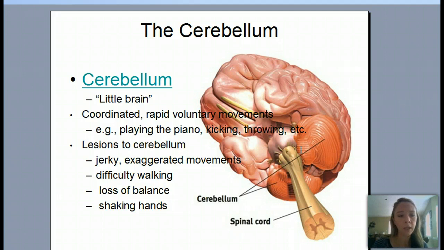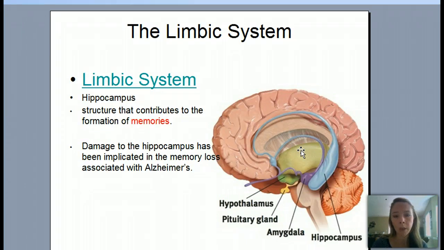The next part we're moving into is called the limbic system. The limbic system is made of a couple different structures, just like when we talked earlier about how the brainstem is made of those three structures. The limbic system is also made of these structures here. We'll talk about them in just a second, but it's made of the hippocampus. The hippocampus is the structure that contributes to the formation of memories. We'll talk in class about some mnemonic devices on ways to remember this.